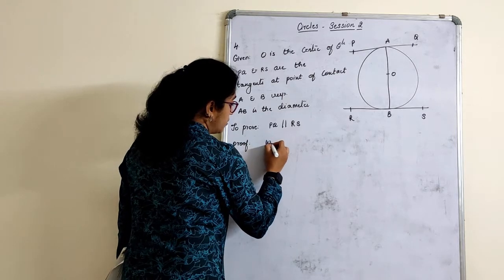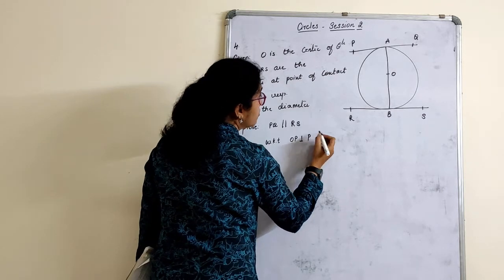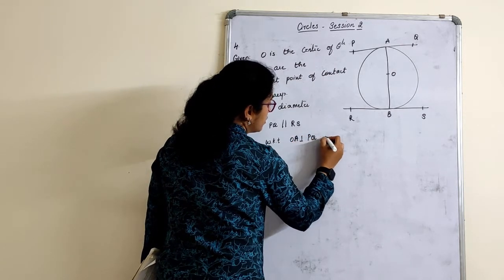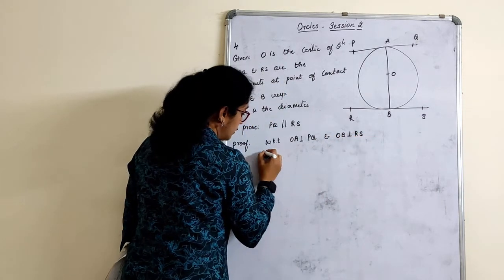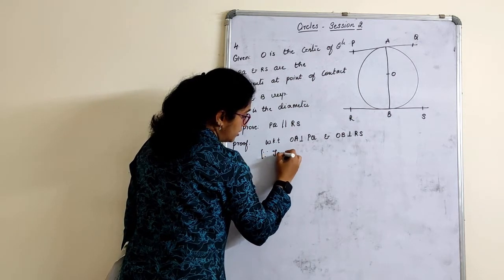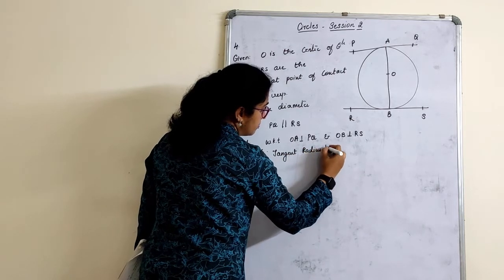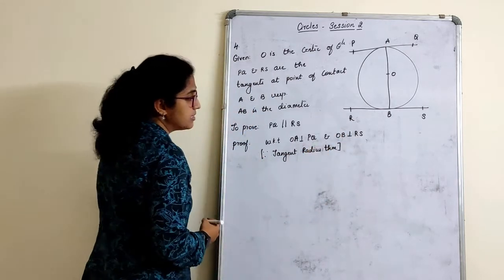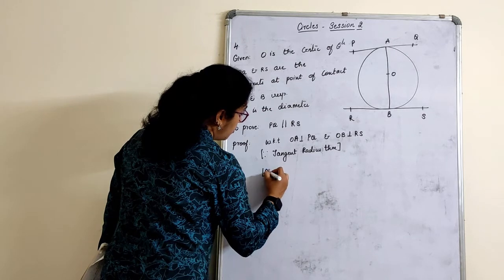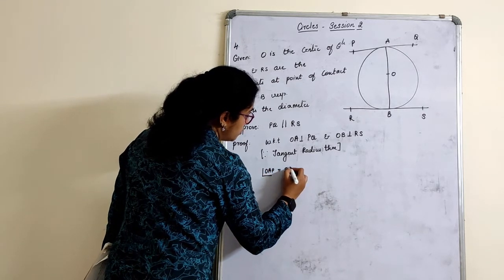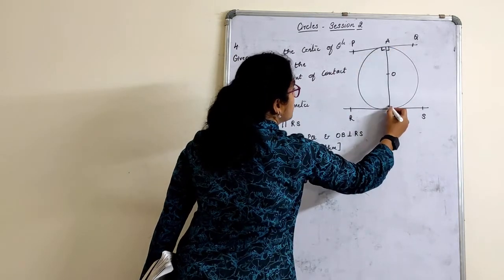Proof. We know that OA is perpendicular to PQ and OB is perpendicular to RS because of the tangent radius theorem. According to you, if you want, you can write the statement. So from this I can tell that angle OAP is equal to 90 degrees, equation 1. Both are 90, of course.